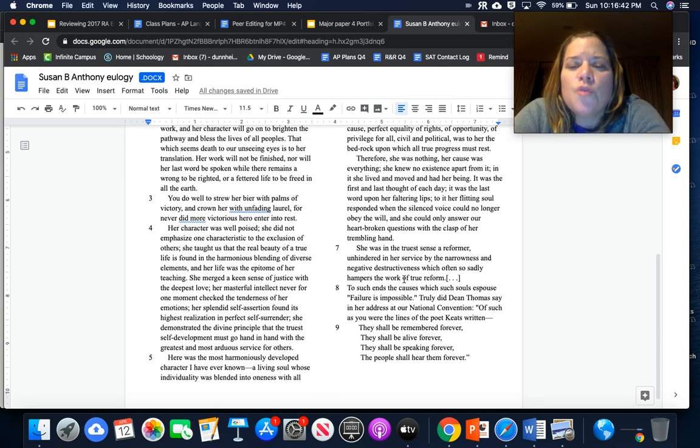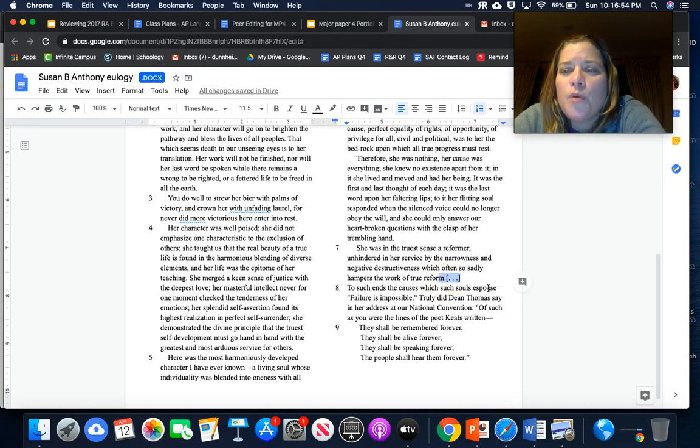She was in the truest sense a reformer, unhindered in her service by the narrowness and negative destructiveness which often so sadly hampers the work of true reform. Now you'll notice right here, I have put in ellipses. That means that I've cut out part of the eulogy. It's nothing special that she did, so you don't have to worry about that at all. It's just showing you that there's more of the eulogy that I took out.